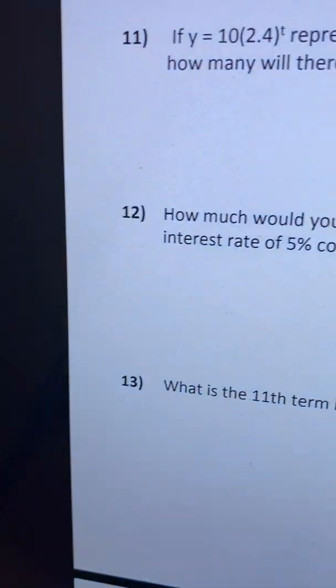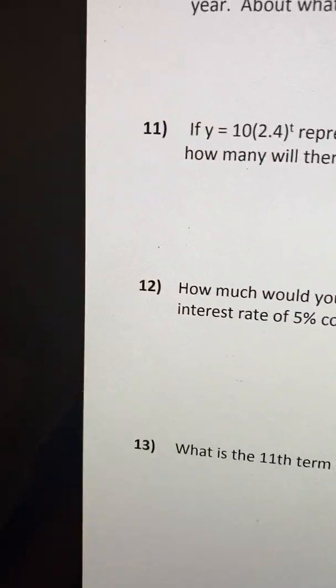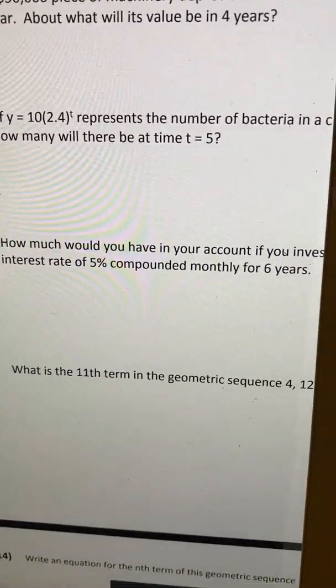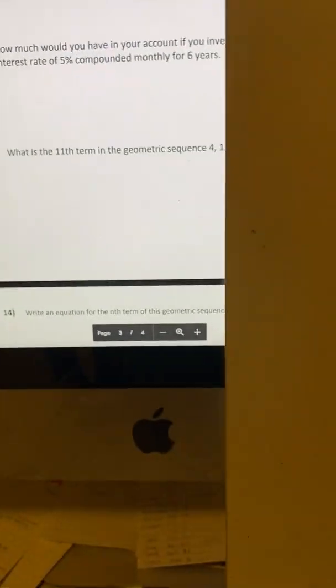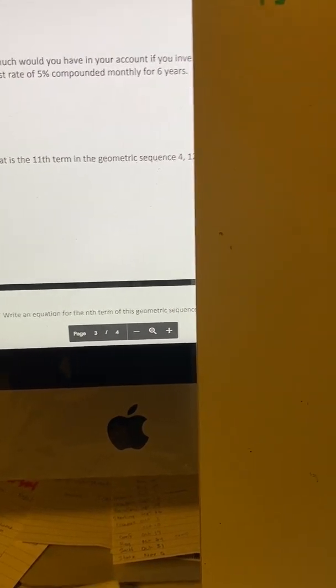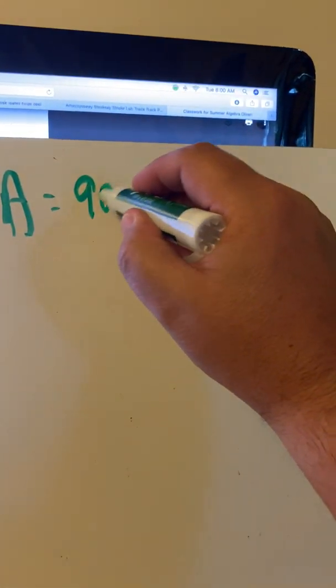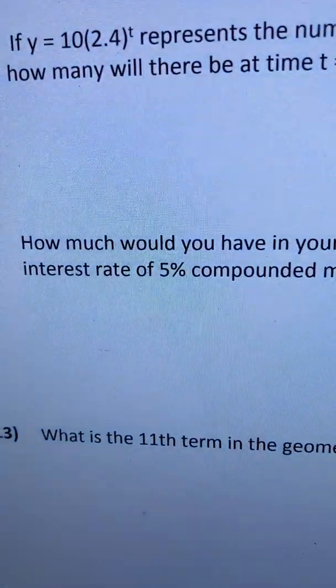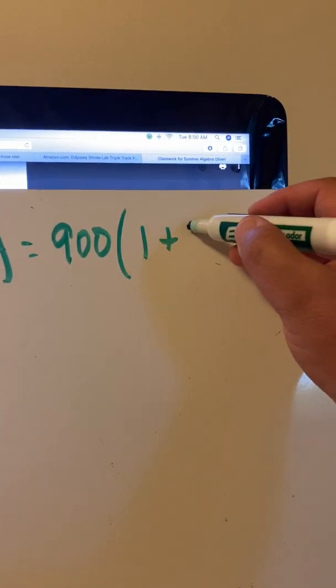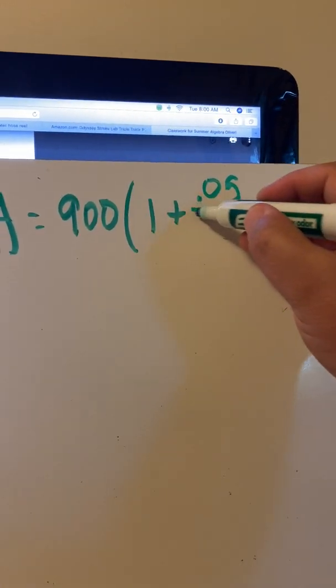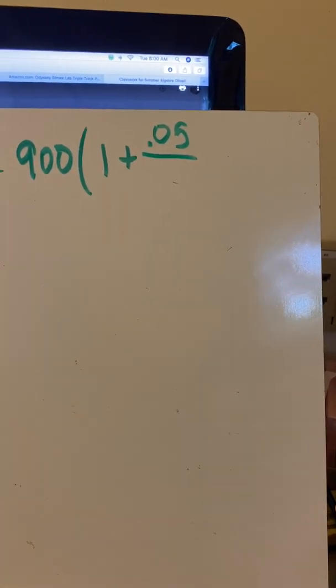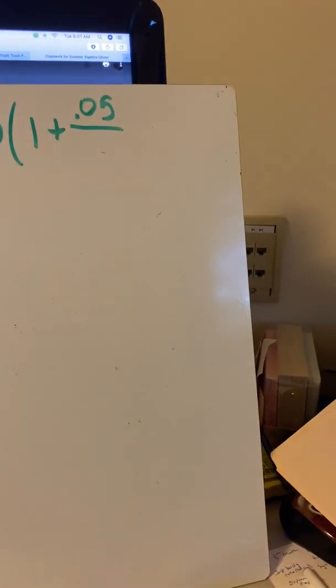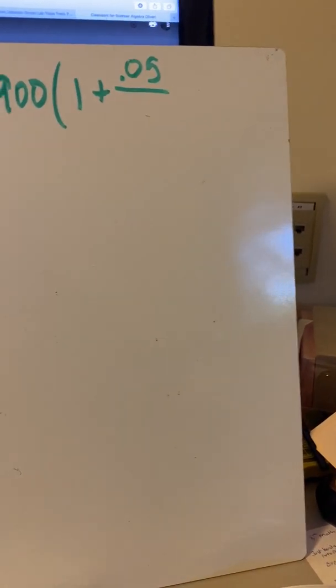It says, how much would you have in your account if you invested $900 at an interest rate of 5% compounded monthly for 6 years? Okay, so it is A, which is the compound interest, and the principal that you started with was $900, times 1 plus the rate that it was changing, which was 5%. You have to convert it into a decimal, so that's 0.05. That's divided by the number of times that it's going to compound.